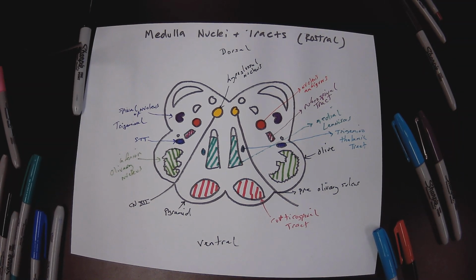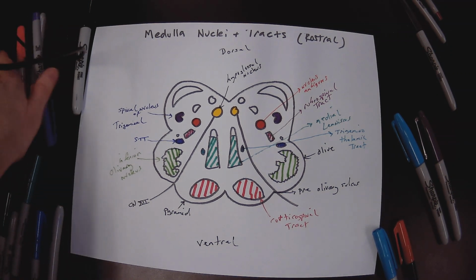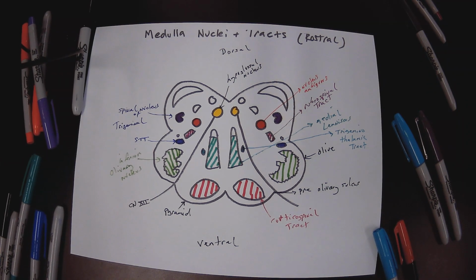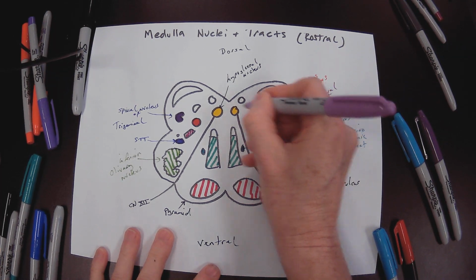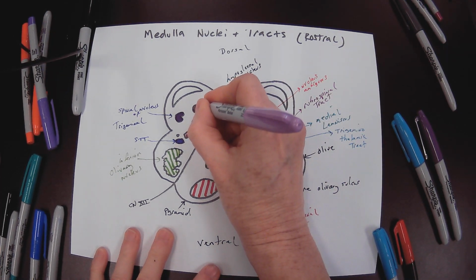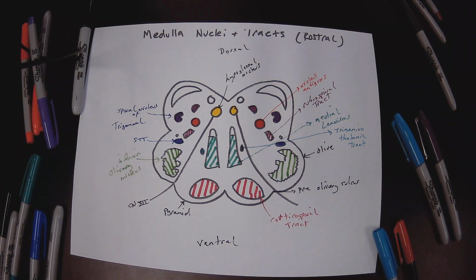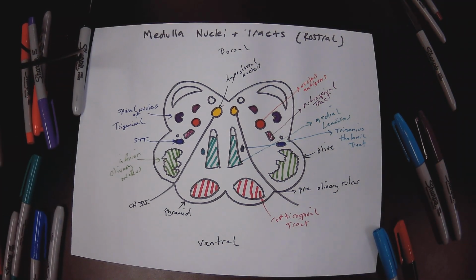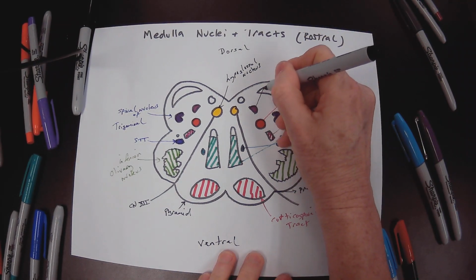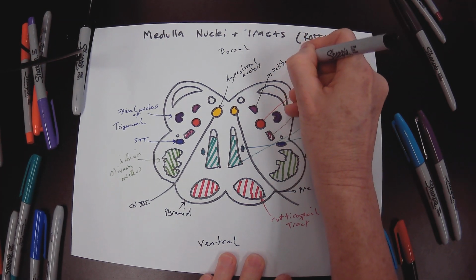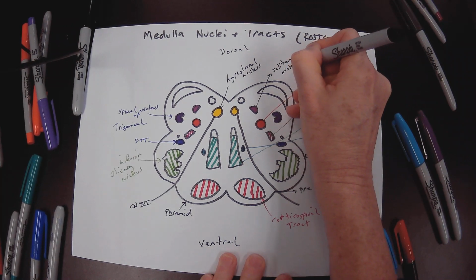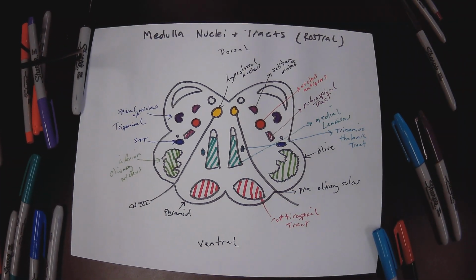Another nucleus that we talked about previously that's responsible for receiving all information about taste. Yep, this is your solitary nucleus right there. Put that in black so they have the same color. So here's your solitary nucleus. A lot of nuclei in the medulla.